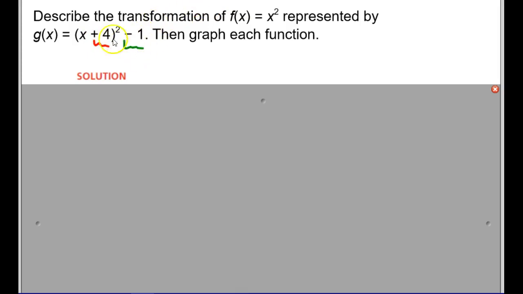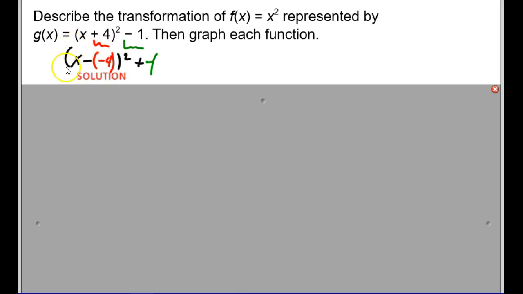Well, I know that I always have to write this as x minus something squared. Always x minus. So I want to take this and turn it into a minus. So it's going to be x minus a negative 4 squared. And then this is going to be a negative 1, so this will be plus a negative 1. So this tells me the values that I'm using.